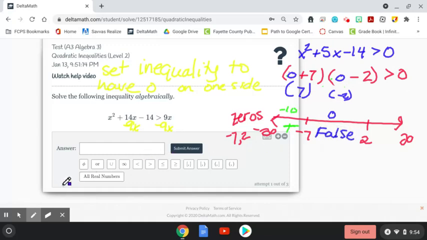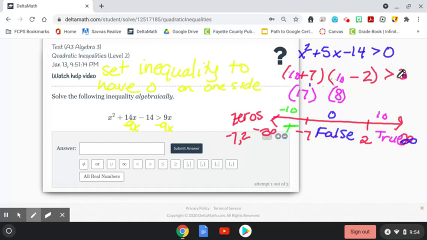And then a number between 2 and infinity, let's try 10. 10 plus 7 would be 17. 10 minus 2 is 8. And 17 times 8 gives me a number that is greater than 0. So this last interval does make the inequality true.